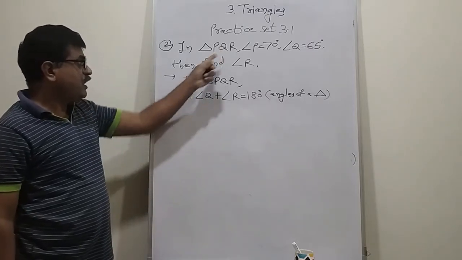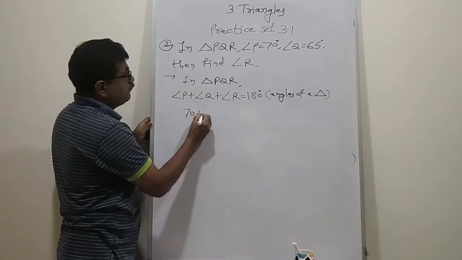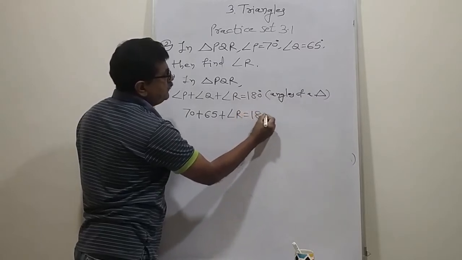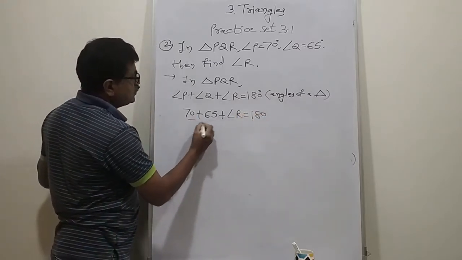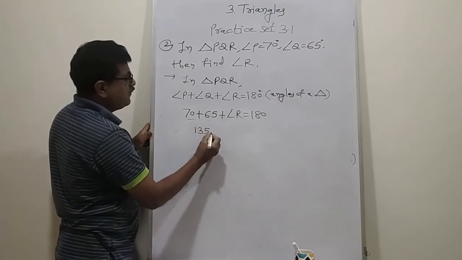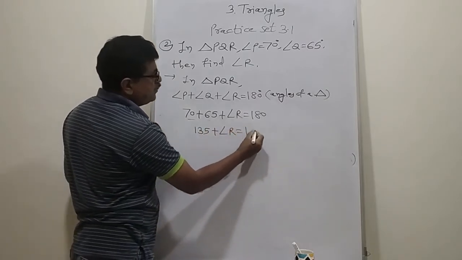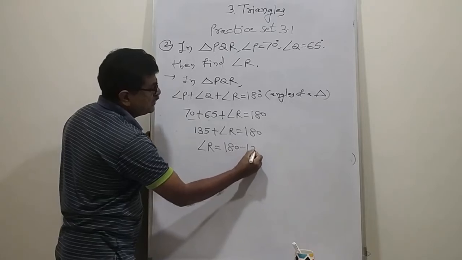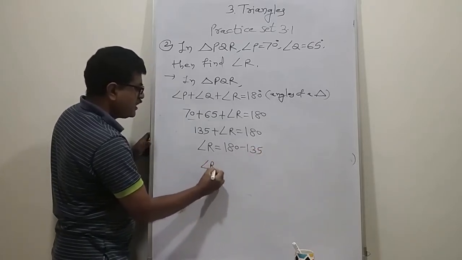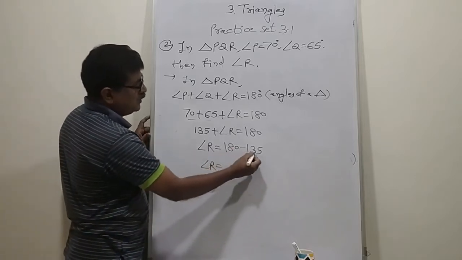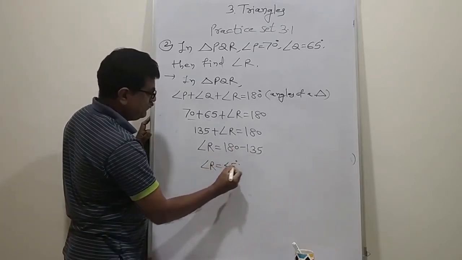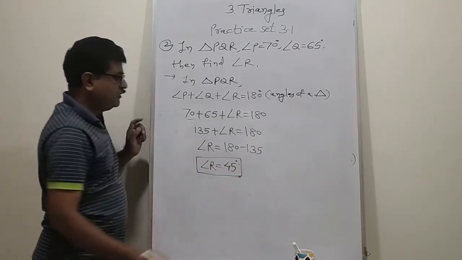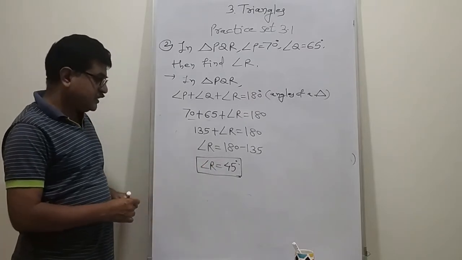Now put values. Angle P is 70 plus angle Q is 65 plus angle R is equal to 180. Take addition of these two. 135 plus angle R is equal to 180. Therefore, angle R is equal to 180 minus 135. Angle R is equal to 45 degrees. Therefore, the value of angle R is 45 degrees. This is the answer.